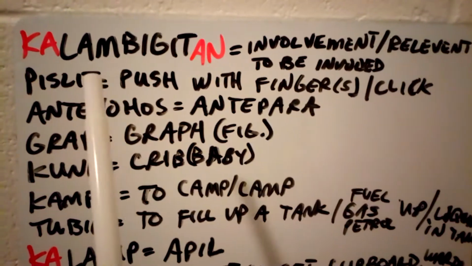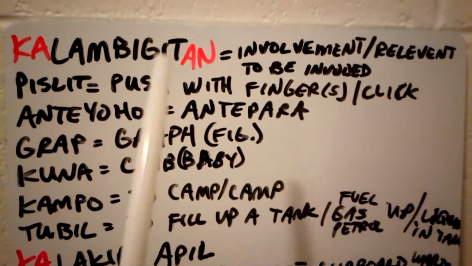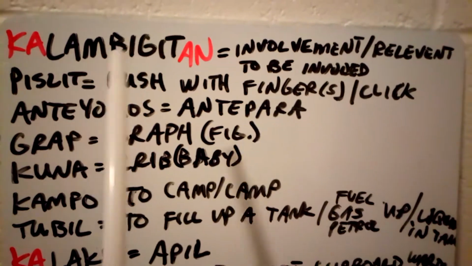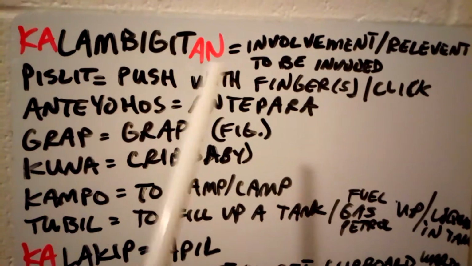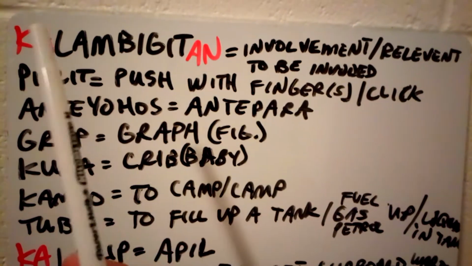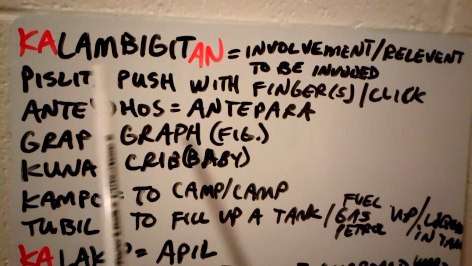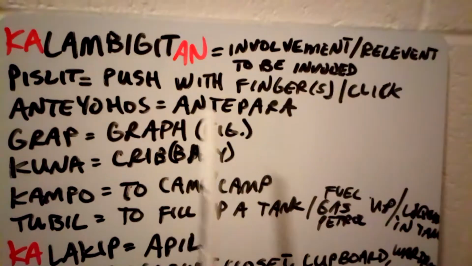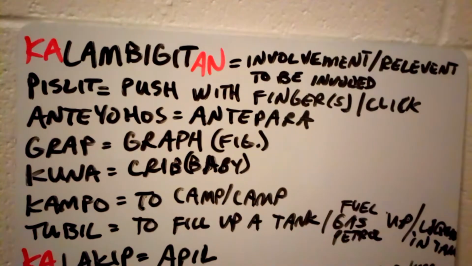Anyway, so our first word is kalambigitan, right? Kalambigitan. Now the root word here is lambigit, but we added the circumfix ka-an, kalambigitan. The last stress is on the an ending, kalambigitan. And I should have written the accent, kalambigitan.